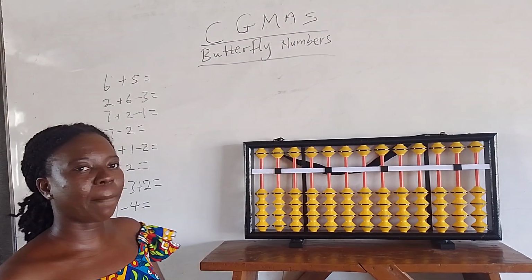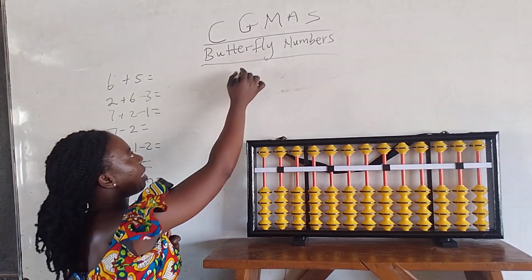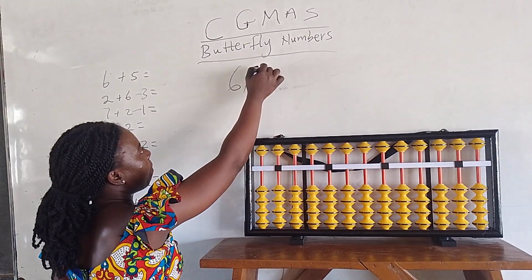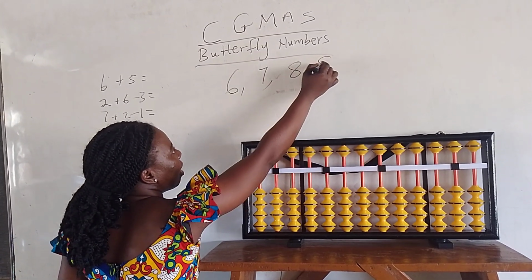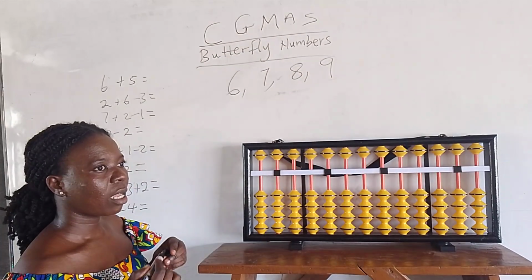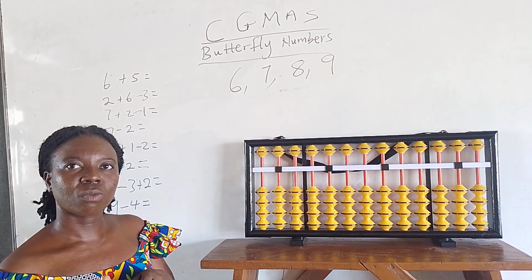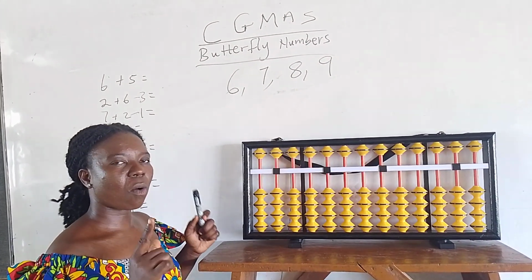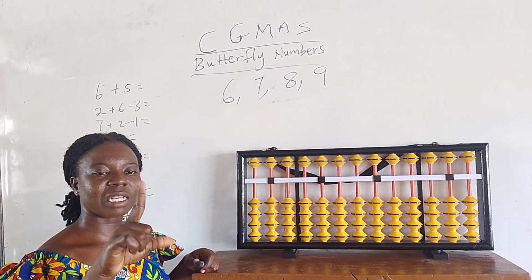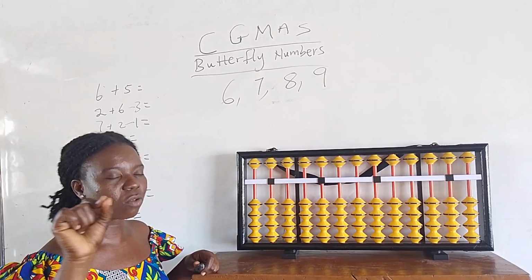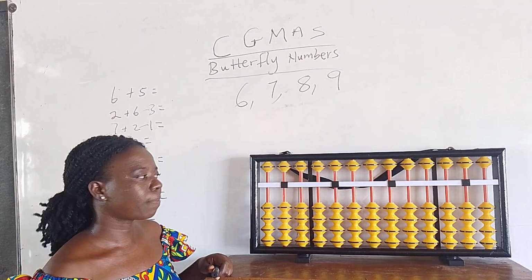Good. So let's look at the butterfly numbers. The butterfly numbers are the number 6, the number 7, the number 8, and the number 9. With these numbers, when we are adding them on our Abacus too, we do it with our thumb and index finger, and then we click in at the same time. That's why we call them the butterfly numbers.